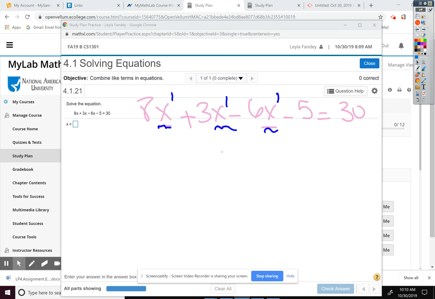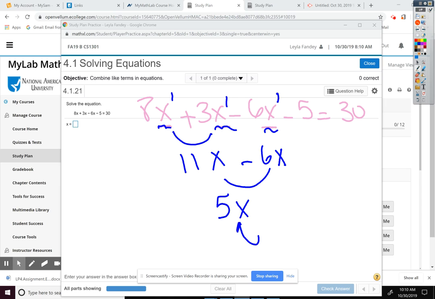So think of them as the same color M&M. If you have 8 blue M&Ms and then you have another 3, that's 11 total. And then minus means you take away. You eat 6 of them. So 11 over here minus 6. So 11 blue M&Ms minus 6 M&Ms give you 5 M&Ms.